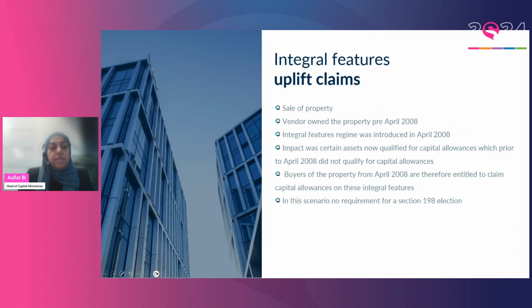The other opportunity is an integral features uplift claim. So again, it's where there's been a sale of a property. However, in this instance, if we can establish that the vendor has owned the property prior to April 2008, that's a key date because the integral features regime was introduced in April 2008. And that means that if you owned the property pre-April '08, you couldn't claim capital allowances on certain categories of integral features. However, a new buyer can. You don't need to enter into a Section 198 election in this respect, and this can be done post completion at any point in time as well.